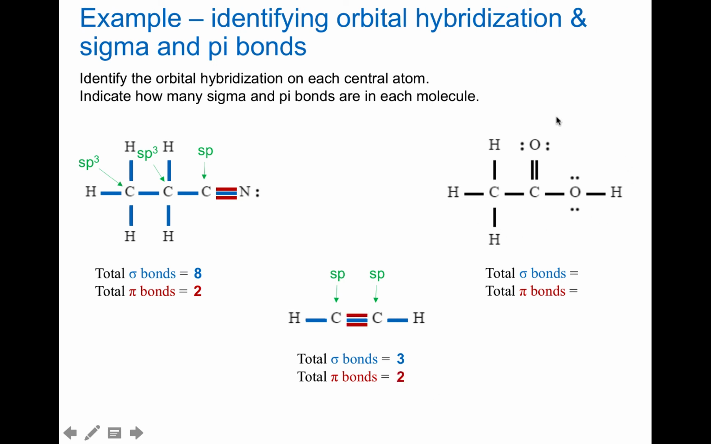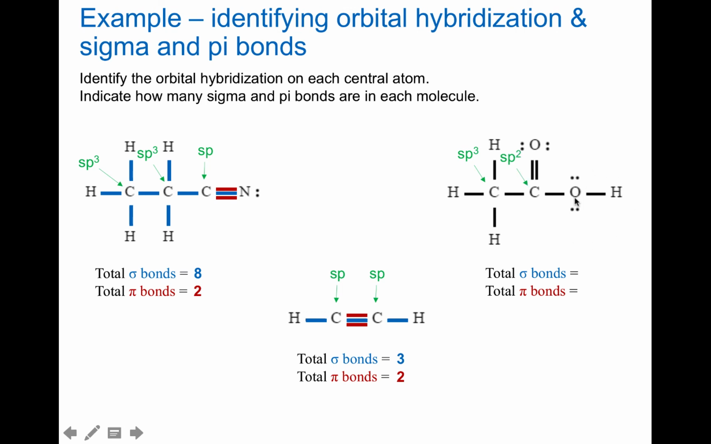This final example represents a molecule of acetic acid. We have 1, 2, 3 central atoms that we need to identify the orbital hybridization for. This carbon has 1, 2, 3, 4 regions of electrons, so it's sp3. This carbon has 1, 2, 3 regions of electrons, so the orbital hybridization is sp2.